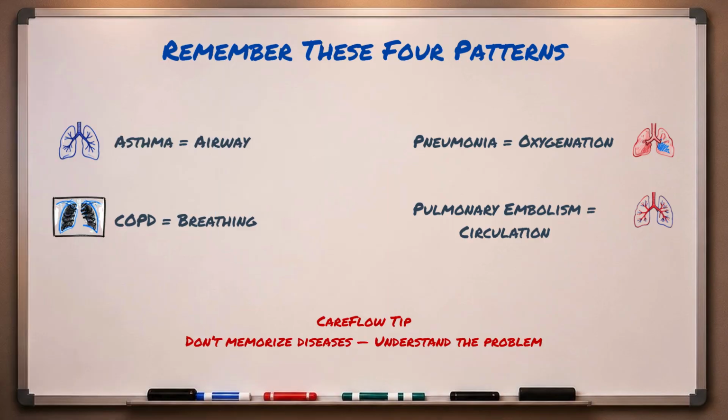Before we finish, let's bring everything together one last time. Remember, don't memorize diseases. Understand the problem. Asthma is an airway problem. COPD is a ventilation problem. Pneumonia is an oxygenation problem. And pulmonary embolism is a circulation problem.